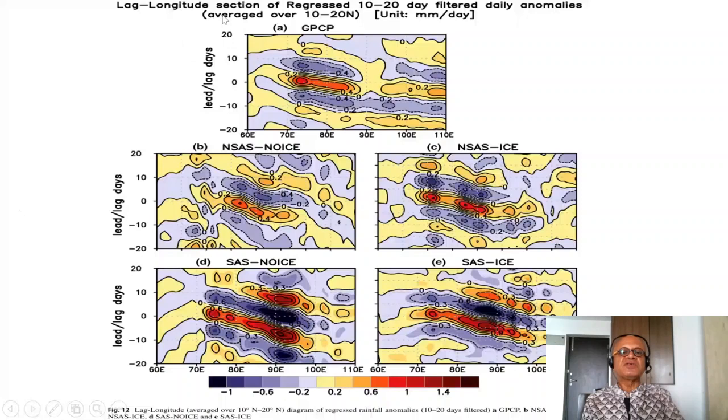Looking at the results of MISOs, here are the lag longitude section of regressed 10 to 20 day filtered daily anomalies averaged over 10 to 20 north. So looking at the observations again, you see the lead lag relation. Obviously 0 is where the convection or precipitation is maximum on the core monsoon zone, and you look at the different parameterizations and they are quite different than the observations.